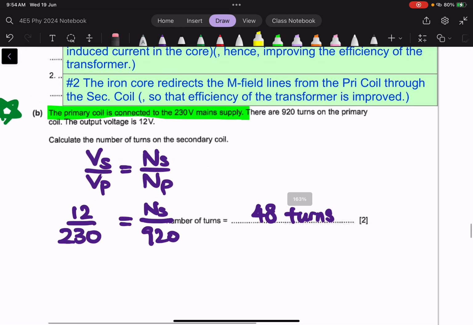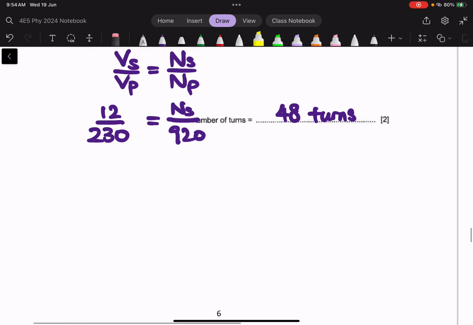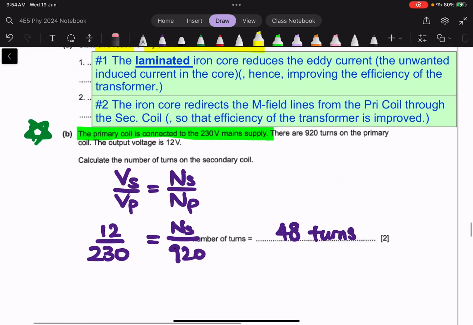Then after that, it's about calculation. Like I said, just read carefully and remember to put down the unit, turns. Okay, so now we can take a short break and I will continue the worksheet with a third video.